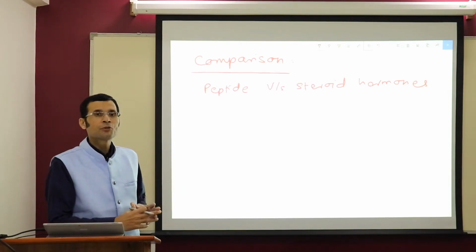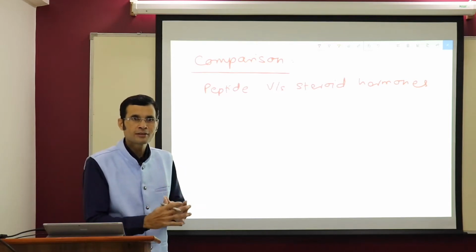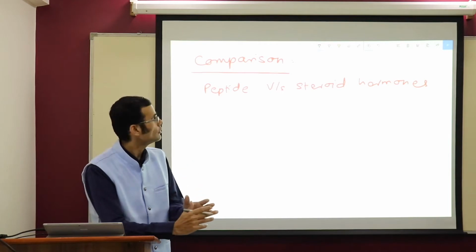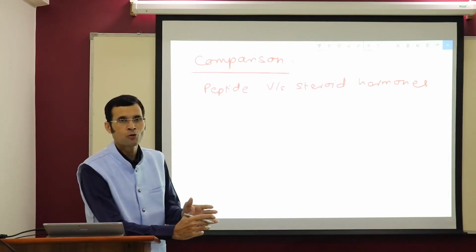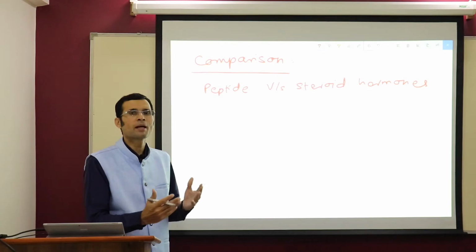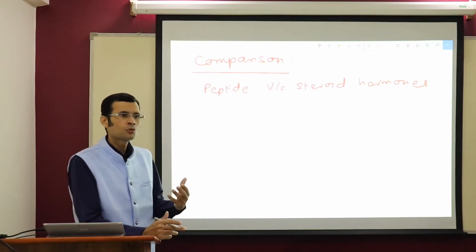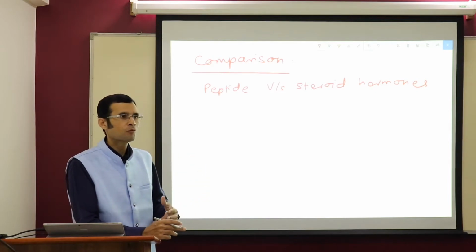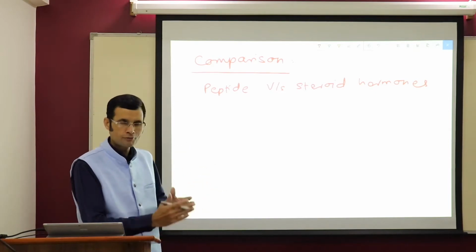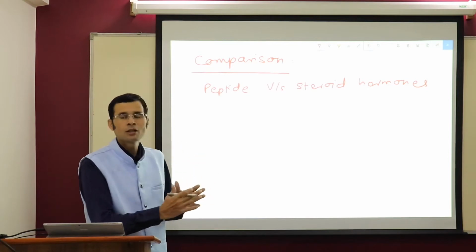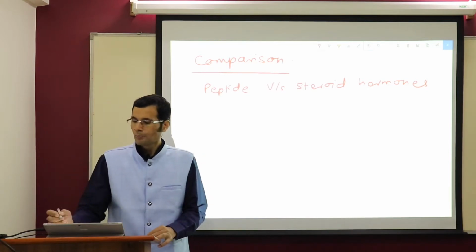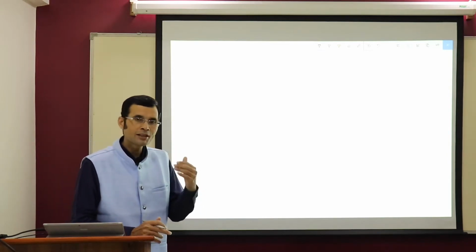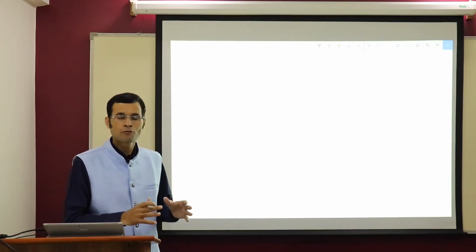In this particular video, we are going to discuss and compare the mechanisms of action for peptide and steroid hormones. We will have some comparative features as to how those hormones are synthesized, secreted, what are their half-lives and so on. We will compare the features of these two categories of hormones. Before we start doing that, let's just quickly recap what the types of hormones are.